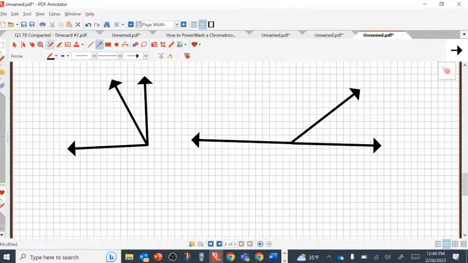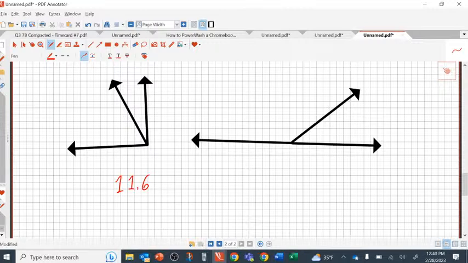Hey, when I say teach, I want you to say, okay, open up your Chromebook and work on 11.6. That is the self-assessment that represents our skill check tomorrow. Give that a try and give that another shot, and here we go.